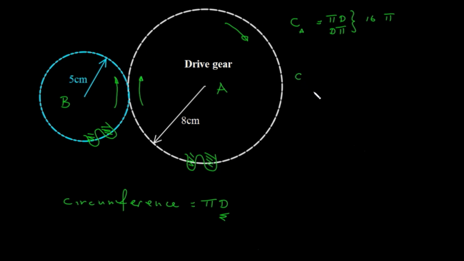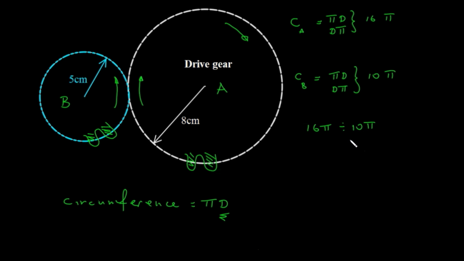Now let's have a look at the circumference of B. It equals, again, pi times the diameter, which is the same as diameter times pi. The diameter is twice the radius. The radius is 5, so the diameter is 2 times 5, which is 10 times pi. What we need to know is how many of these will fit into that. So we go 16 pi divided by 10 pi.